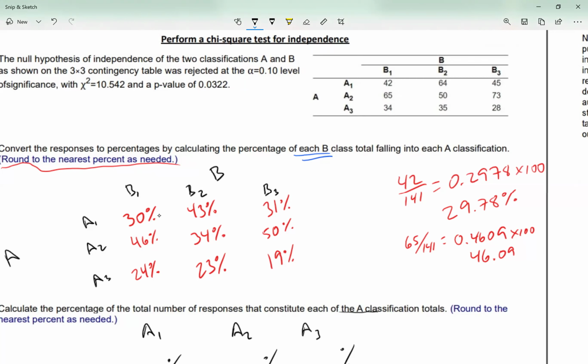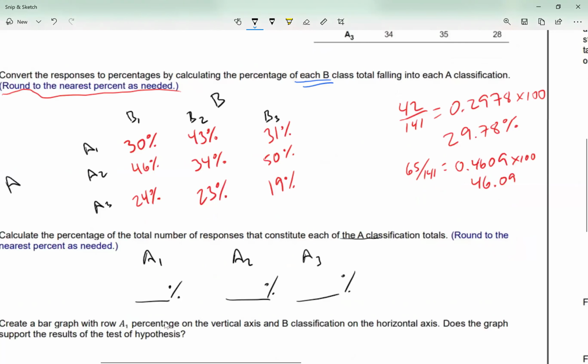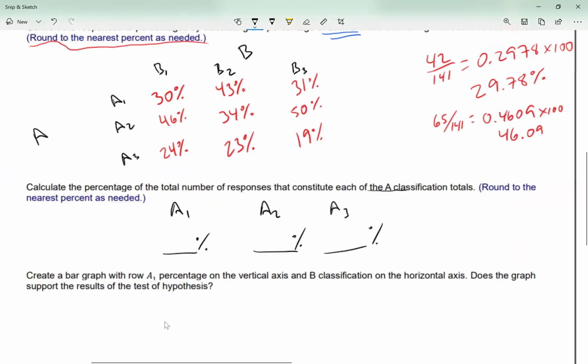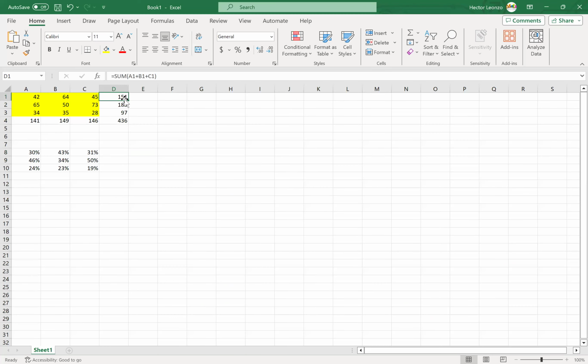Okay, so you guys might be wondering, Mr. Leonzo, how are you going to do this in Excel? Let's go. Excel is pretty cool. Remember 151? That's when I added all of my A1s. So I have the sum of all of my A1s, the sum of all my A2s, and the sum of all my A3s. 436, remember I called it earlier, is the total of the whole table.